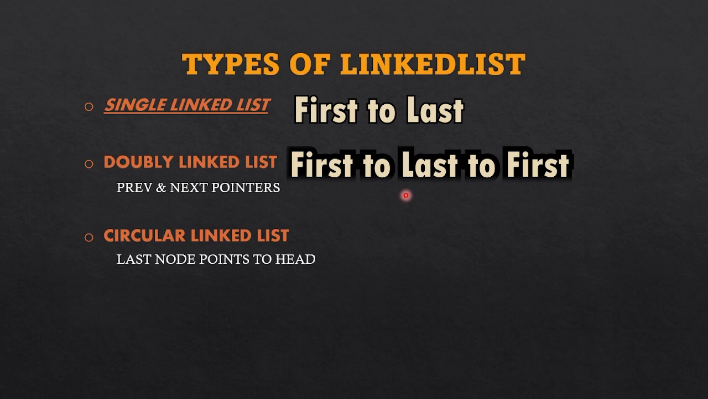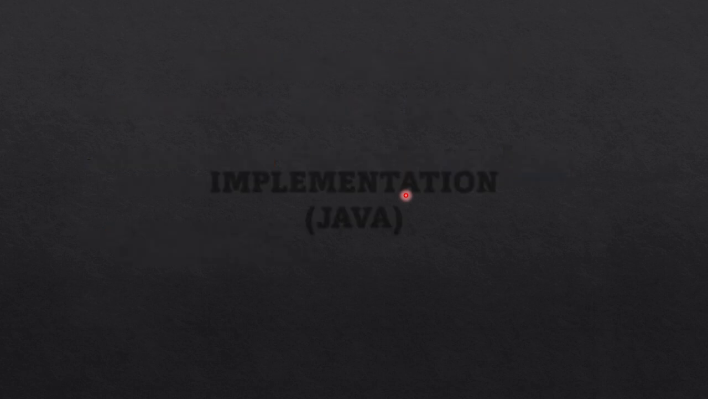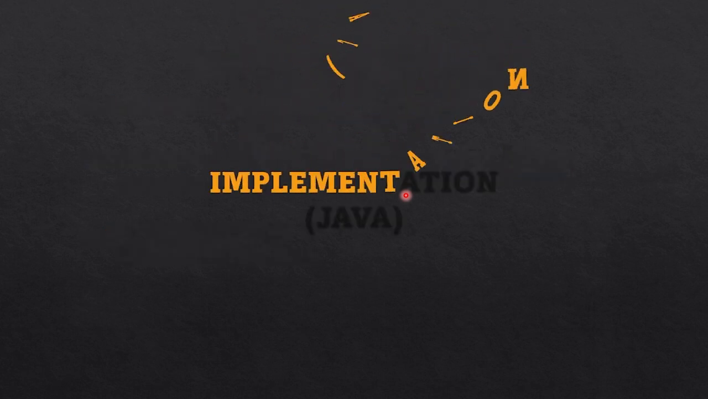There is also a circular linked list. As you know, in the linked list, the last pointer points to null. In the circular linked list, the last node will point to the head. So in a way, creating a circle, right? Now let's get started with the implementation in Java.